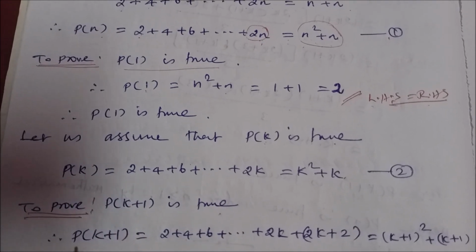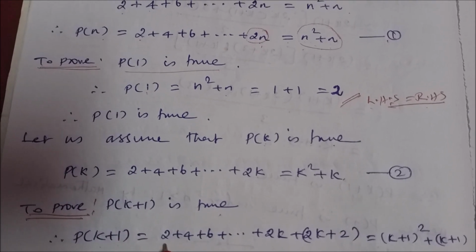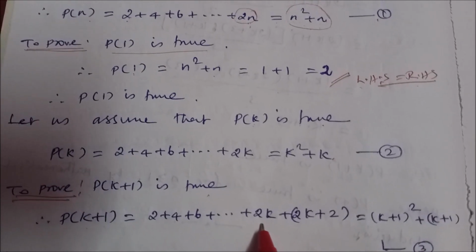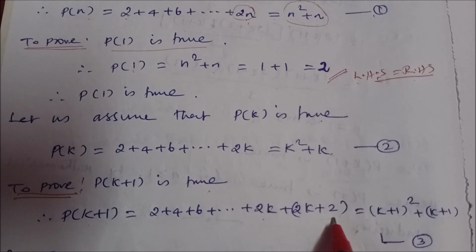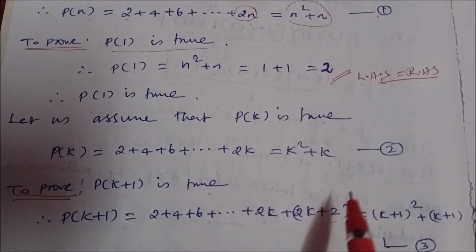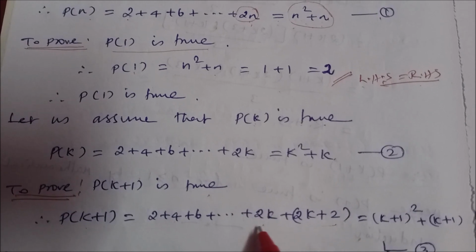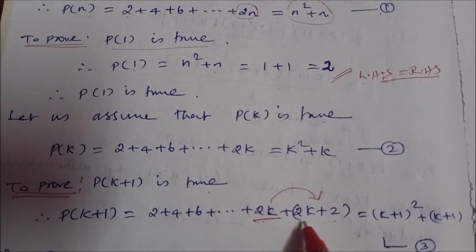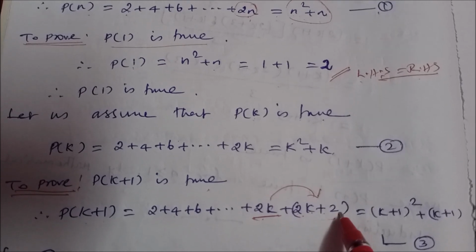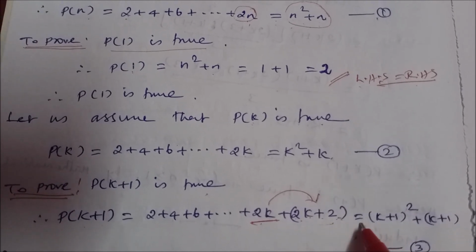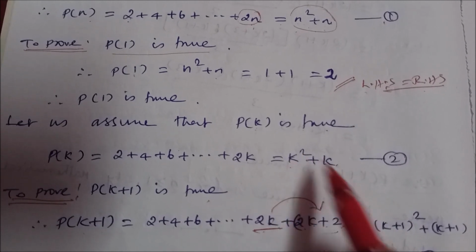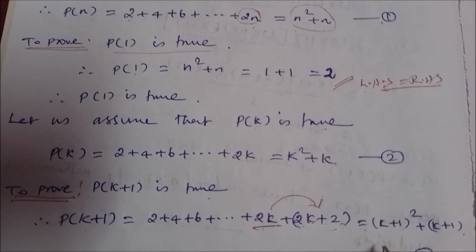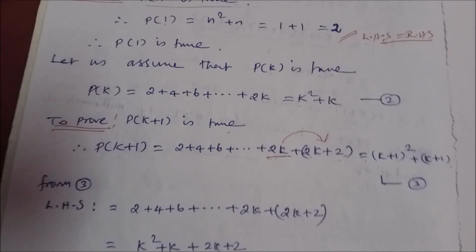Replace k by k plus 1. Therefore P of k plus 1 equals 2 plus 4 plus 6 etcetera plus 2k, the kth term. After that write the k plus 1th term, so 2 into k plus 1, which is 2k plus 2. The RHS term is k plus 1 whole square plus k plus 1. It is clear that this one is P of k plus 1.